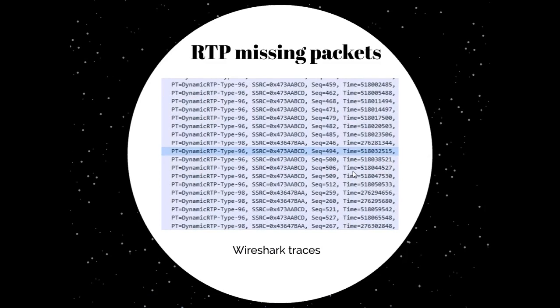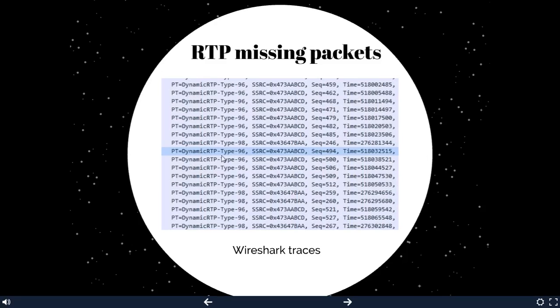Now, some tricks that can help you understand the problem. When you're making a Wireshark capture, you can find that the RTP packets could be missing at some point. For example, see, this is packet 485 for the same source number, but the next packet came as 494, which is about 9 packets missing.